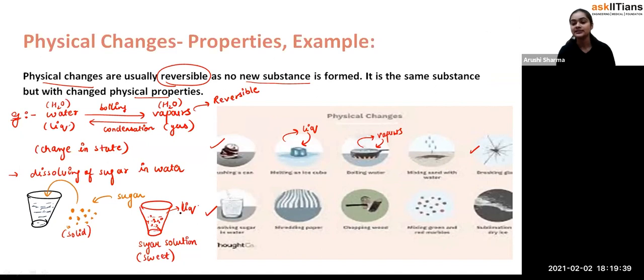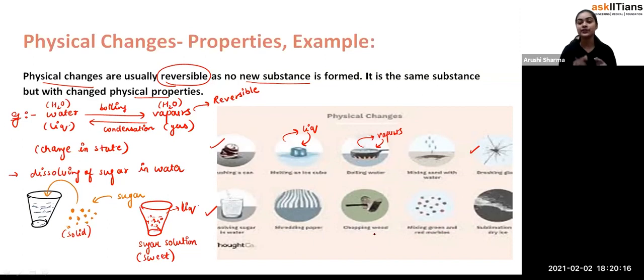Okay, so this is the one thing. Now you can see here that some examples are also given to you. On the basis of whether you are able to reverse that process or not, we call them physical changes. Or whenever the physical properties are changing, we call them physical changes, as we have seen here. So we have seen the properties of the physical changes and the examples as well. Fine. So till now we have discussed the physical changes.